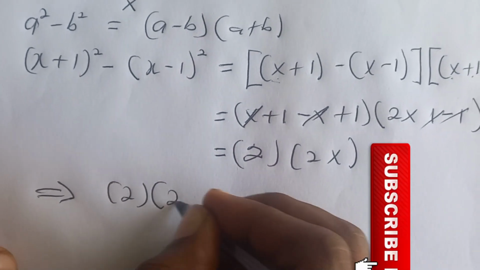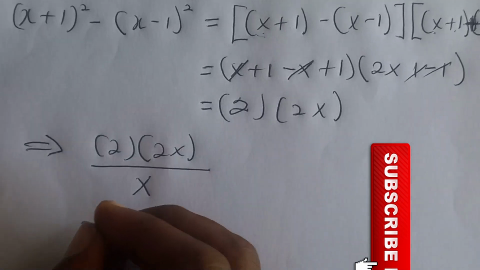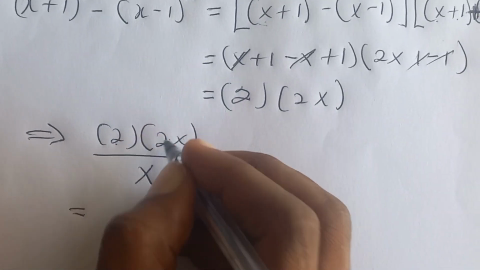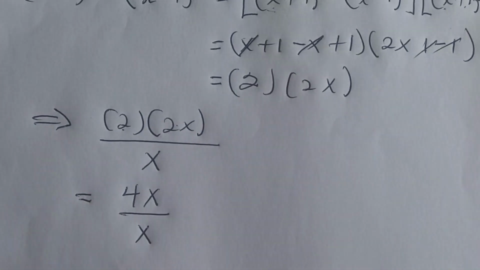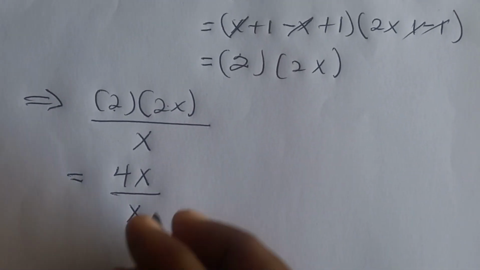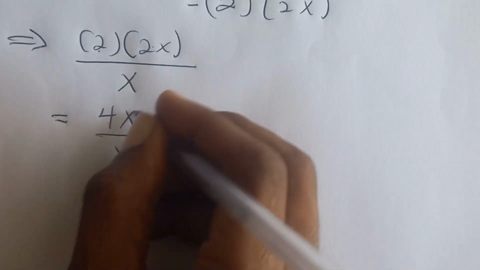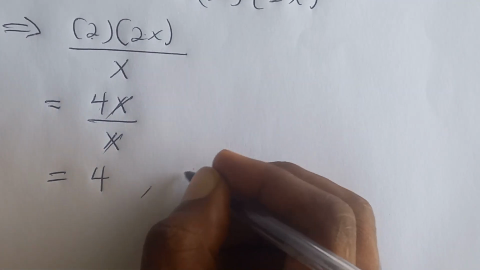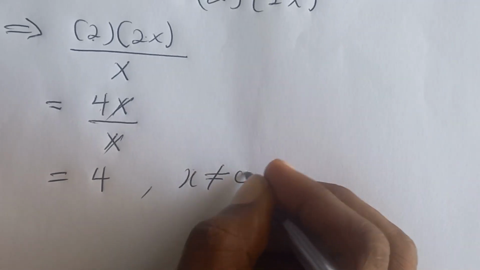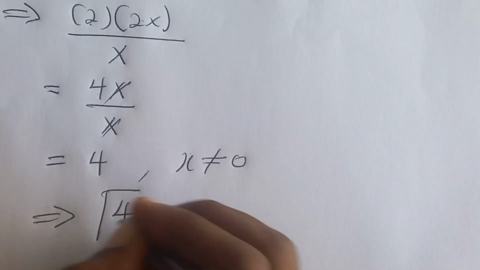2 into bracket 2x, okay, which is equal to 2 times 2x, we are getting 4x on x. Okay, so our 4x divided by x, this one will cancel this, so we're leaving 4, of which our x is not equal to 0, so our answer is 4 in this case.